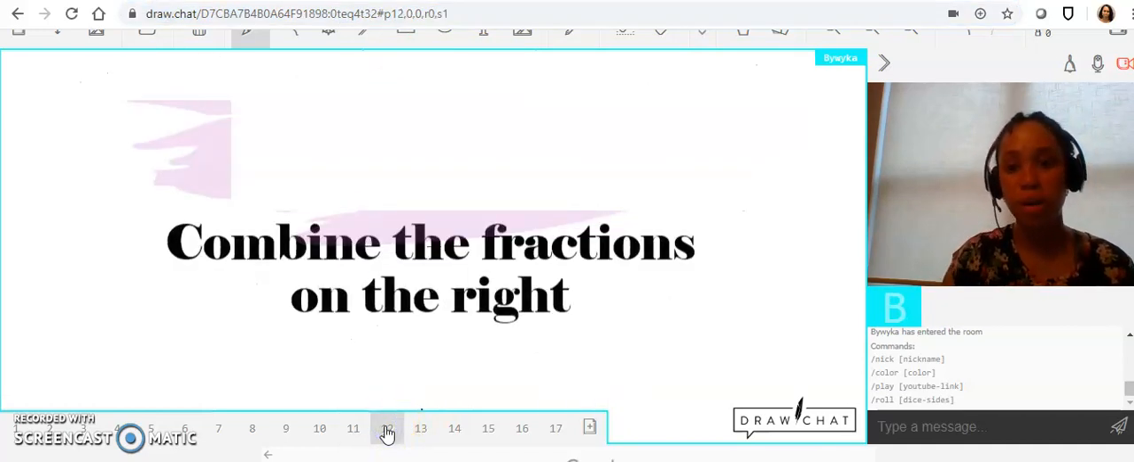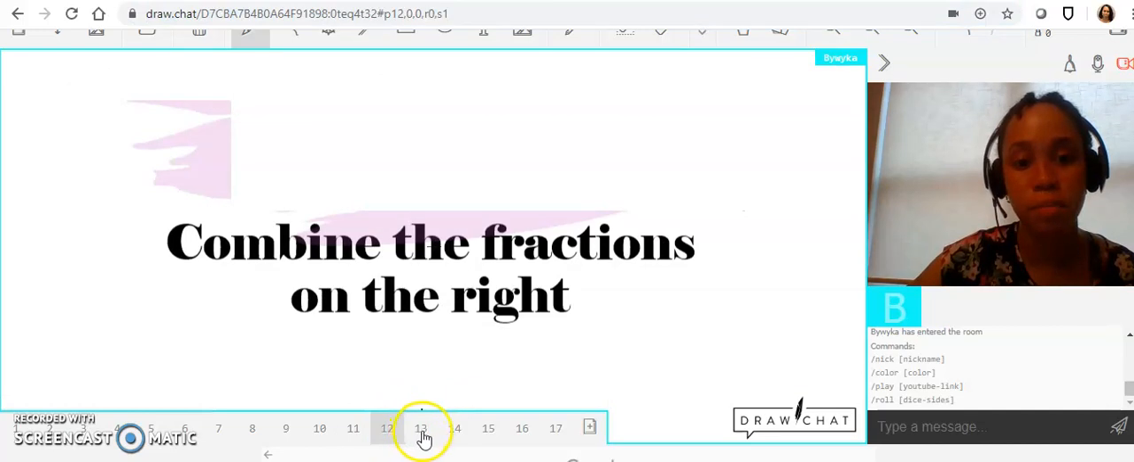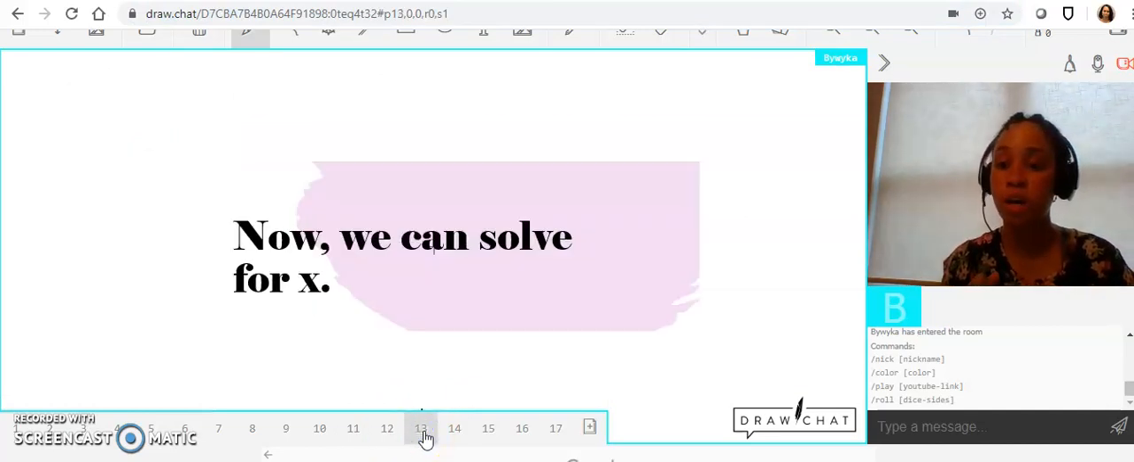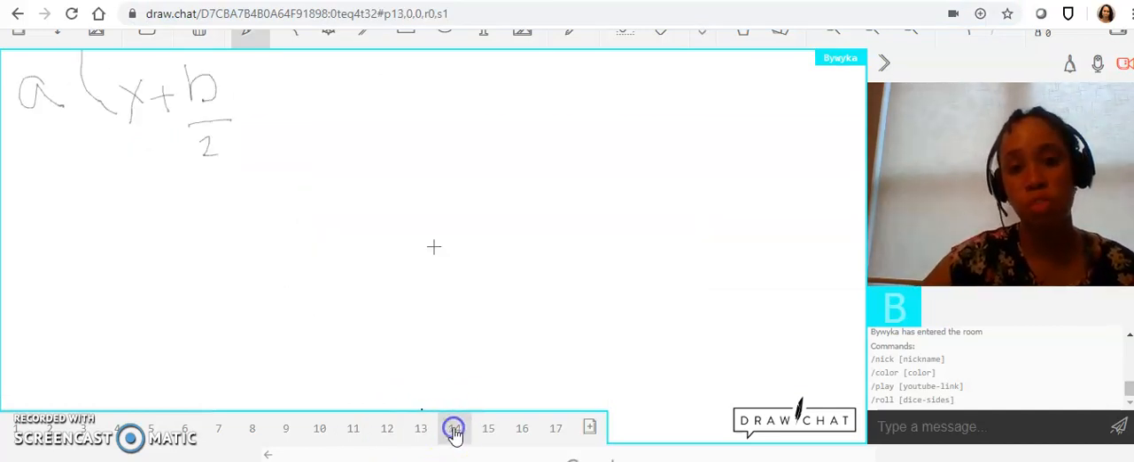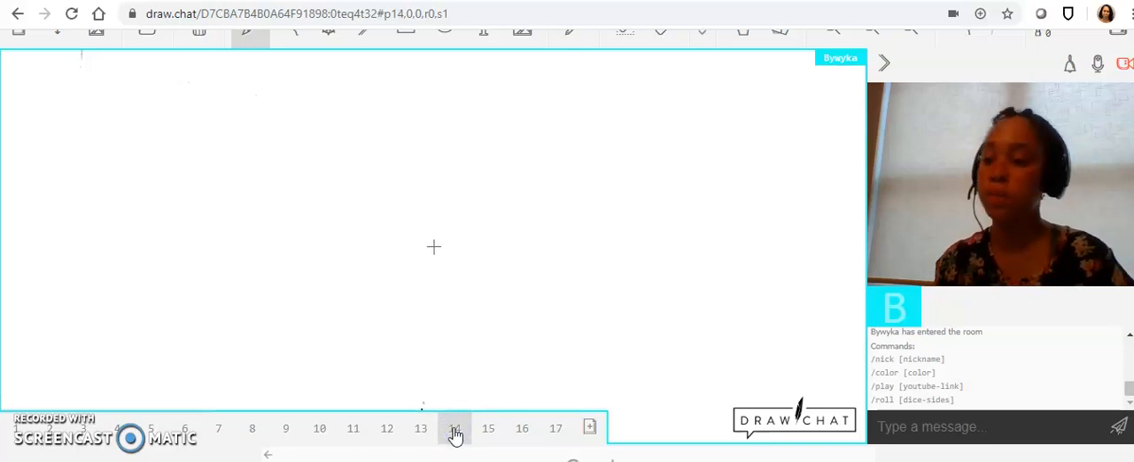All right, so I already combined the fraction on the right. I skipped ahead. I apologize. So now we can solve for x. So let's do it.